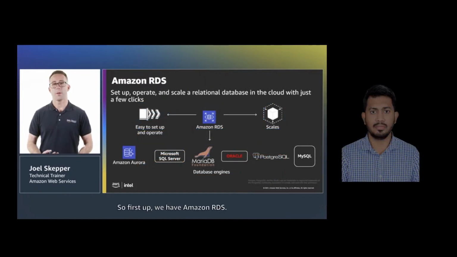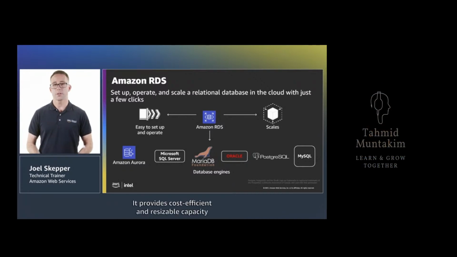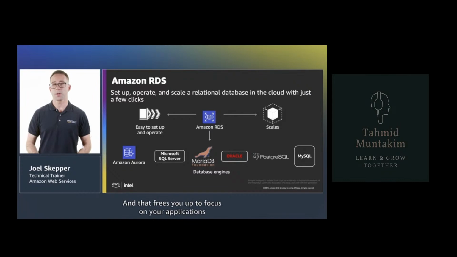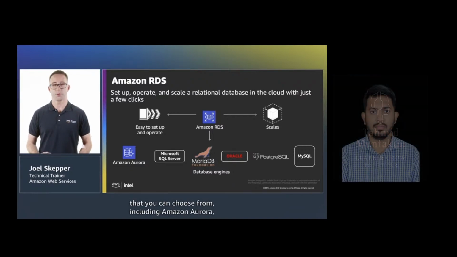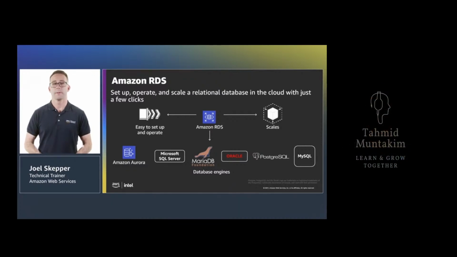So first up, we have Amazon RDS. RDS makes it easy to set up, operate, and scale a relational database in the cloud. It provides cost-efficient and resizable capacity while managing time-consuming database administration tasks. And that frees you up to focus on your applications and your businesses. RDS supports 6 familiar database engines that you can choose from, including Amazon Aurora, which we'll talk about later, Oracle, Microsoft SQL, PostgreSQL, MySQL, and MariaDB.